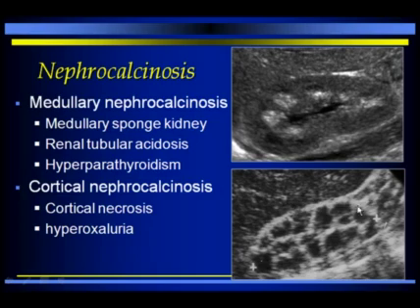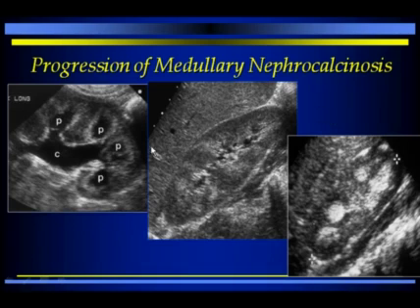Cortical nephrocalcinosis, as demonstrated here, is a much less common entity. Here we see the hypoechoic, relatively speaking, pyramids with the markedly echogenic cortex. The two major etiologies here are cortical necrosis and hyperoxaluria, both relatively uncommon, but if you see this, there's a much more limited differential diagnosis as compared to medullary nephrocalcinosis, which can be due to basically anything that causes increased serum calcium.